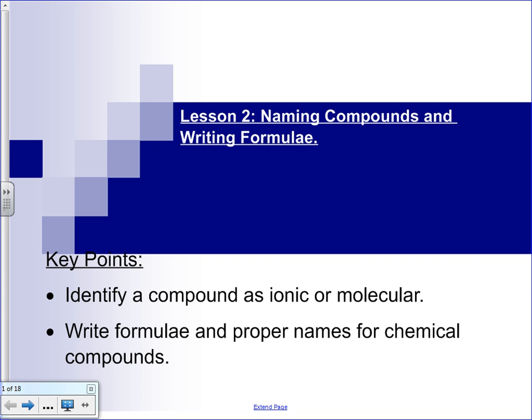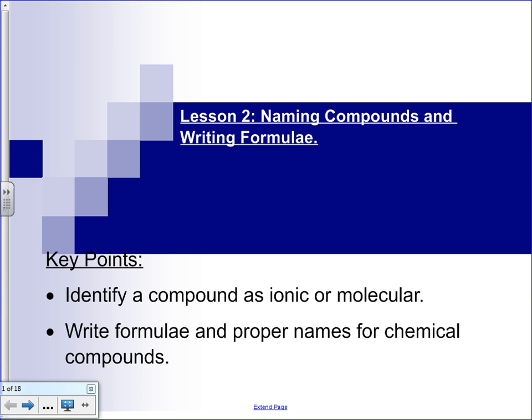So we need to be able to identify a compound as ionic or molecular, because obviously the rules for naming are different for ionic compounds and molecular compounds. Okay? So an ionic compound is going to have what in it? Metal and a nonmetal. All right.